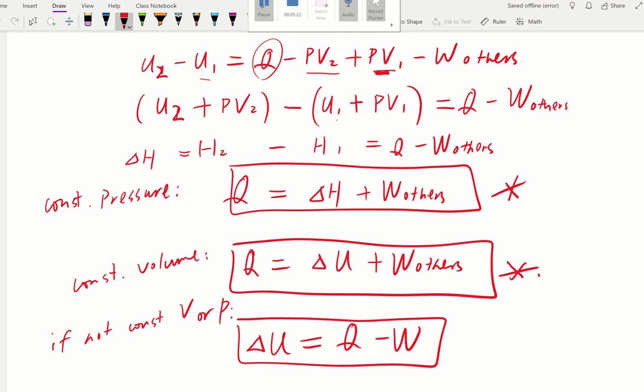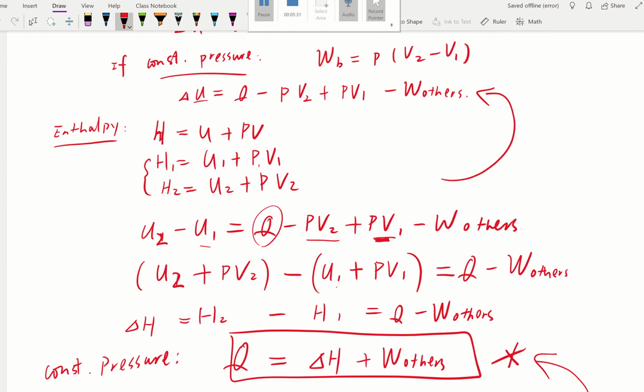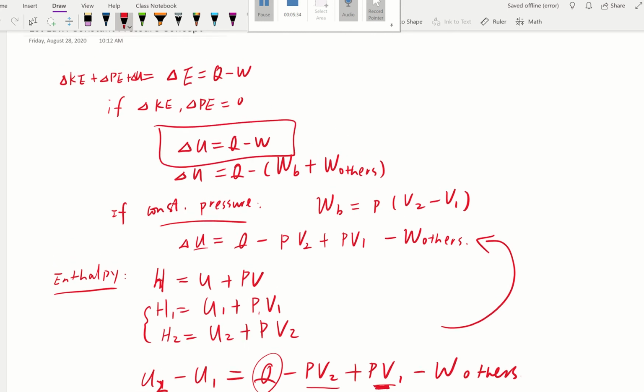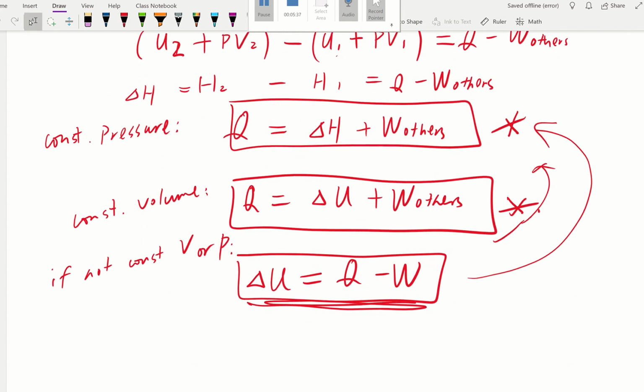Just be aware, those two equations come from this governing equation, delta U equals Q minus W. We start with that, and then we look at special situations, like constant pressure. Make a note here: if work others is 0, then for constant pressure, Q is just equal to delta H. And if work others is 0, then for constant volume, Q is just equal to delta U.